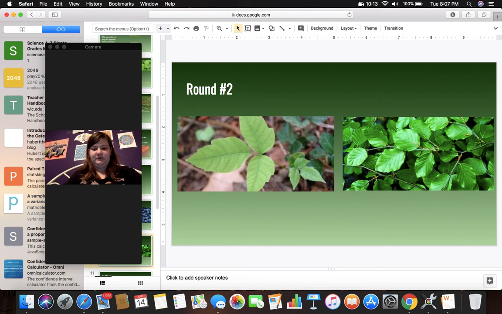Here we go. So this one might be a little tricky. One hint that you may want to do is count the leaves on each stem. So here's the stem here, here's the stem here.